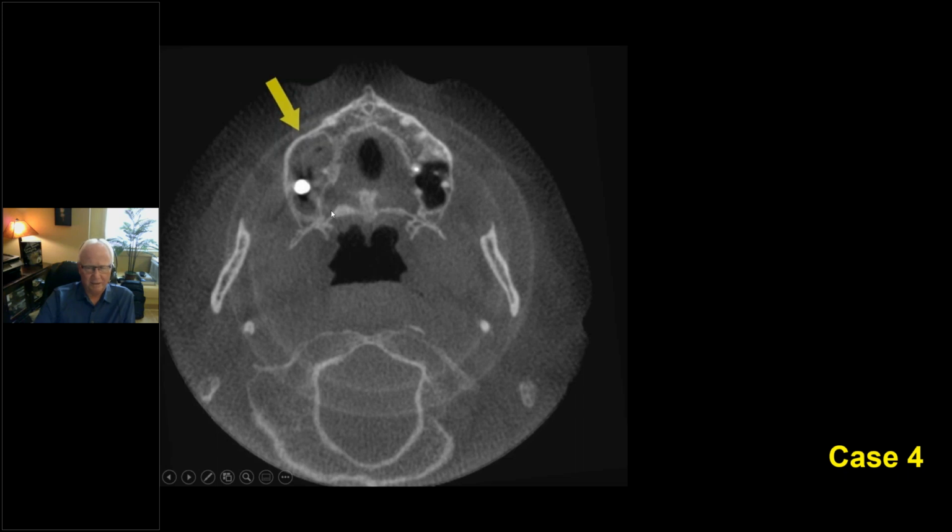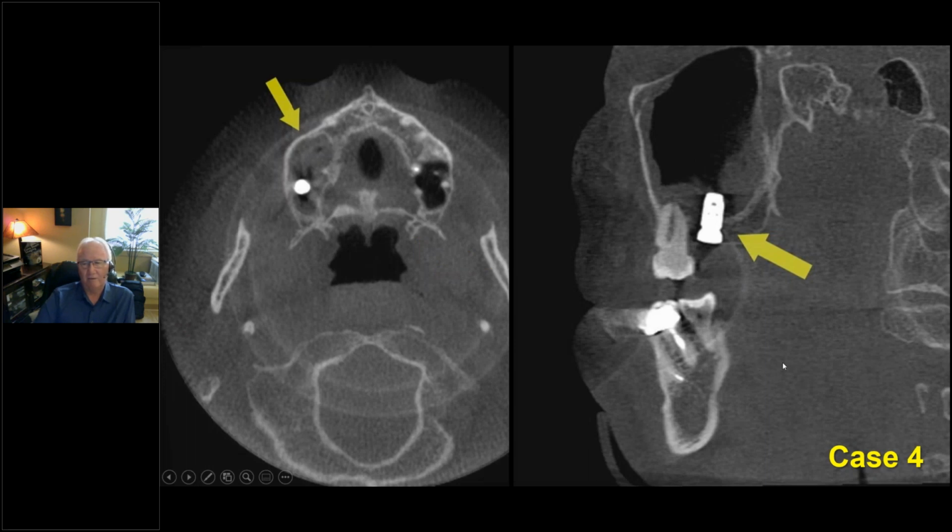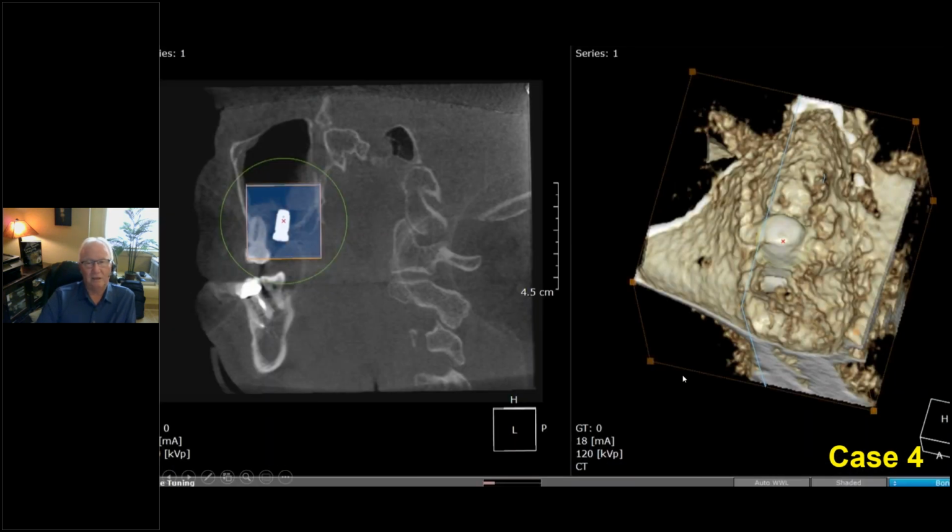And this is, I still believe, the same case. You can see the implant, you can see the inflammatory change. There it is. This is coming from the opposite side. We're actually on the palatal side looking towards the right. And you can see that this implant basically was embedded right into the maxillary sinus. And there it is in the superior view looking down into the sinus.